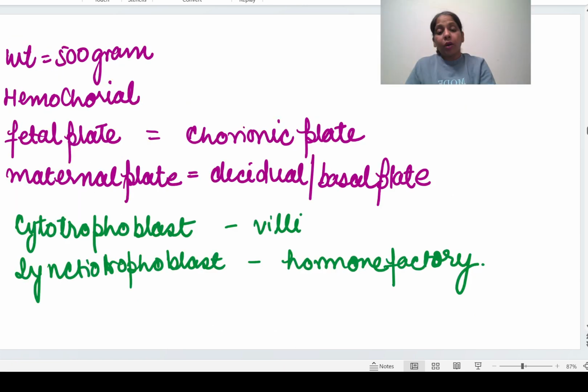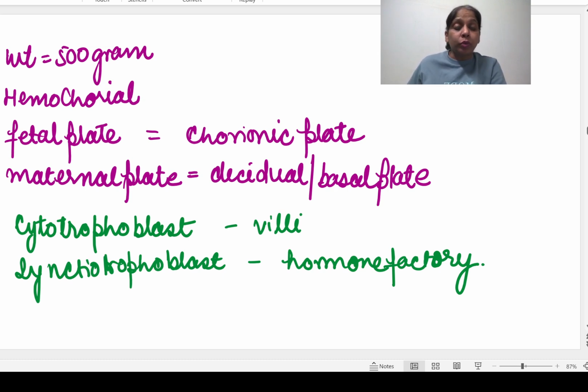Now let us see some basic things about the placenta. The weight of the placenta is 500 gram. This time in the INI-CET they have also asked about the diameter. The diameter is 20 centimeter. Its thickness is 2.5 centimeter. It's a hemochorial placenta, as asked in our previous exam.